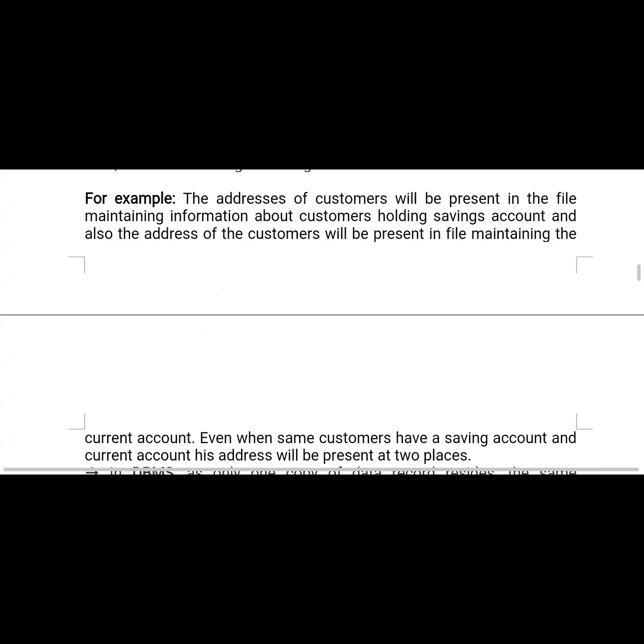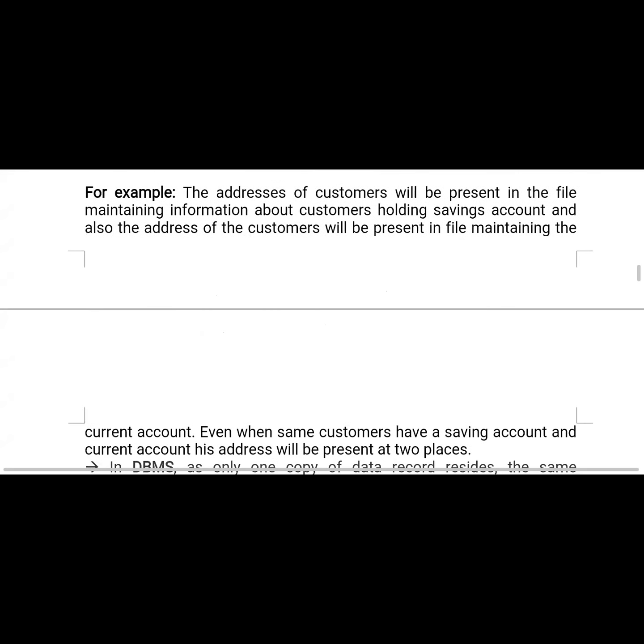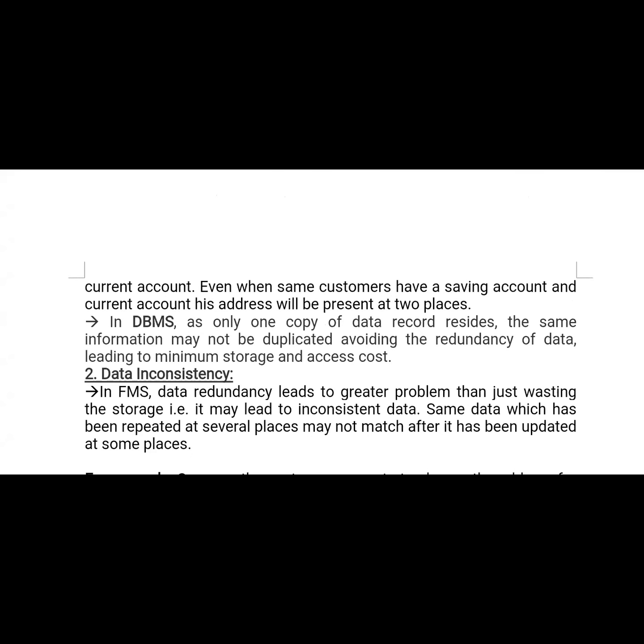But in the case of DBMS, only one copy of a data record resides, so the same information is not duplicated, avoiding redundancy of data and leading to minimum storage and access cost. That means we are reducing the time to retrieve the data and reducing the storage, so we are not increasing the cost. The second one is data inconsistency.